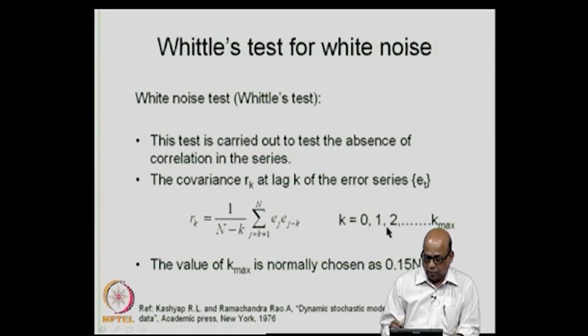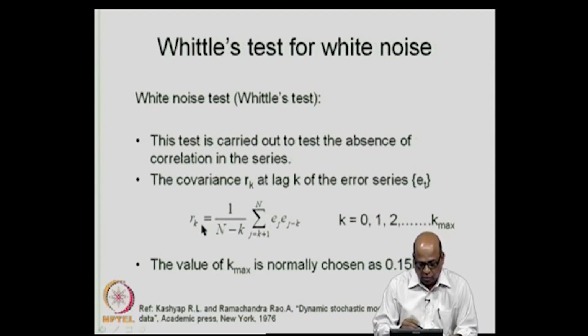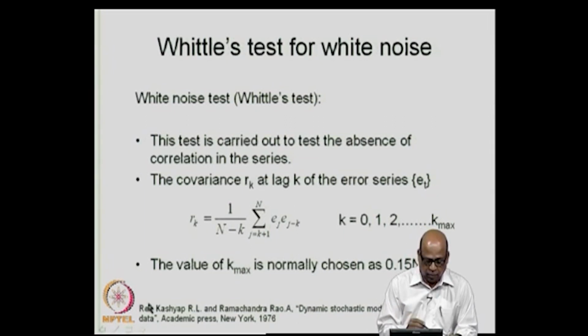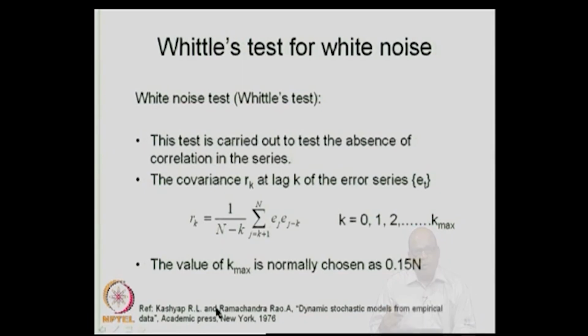So, let us say you are calculating for k equal to 2, you will have n minus 2 here, n is 240, and this goes from 3 to n, which is 240. Typically we calculate this for up to k max, and k max is typically taken as 0.15 n. I am going through the textbook Kashyap and Rao, Dynamic Stochastic Models from Empirical Data.